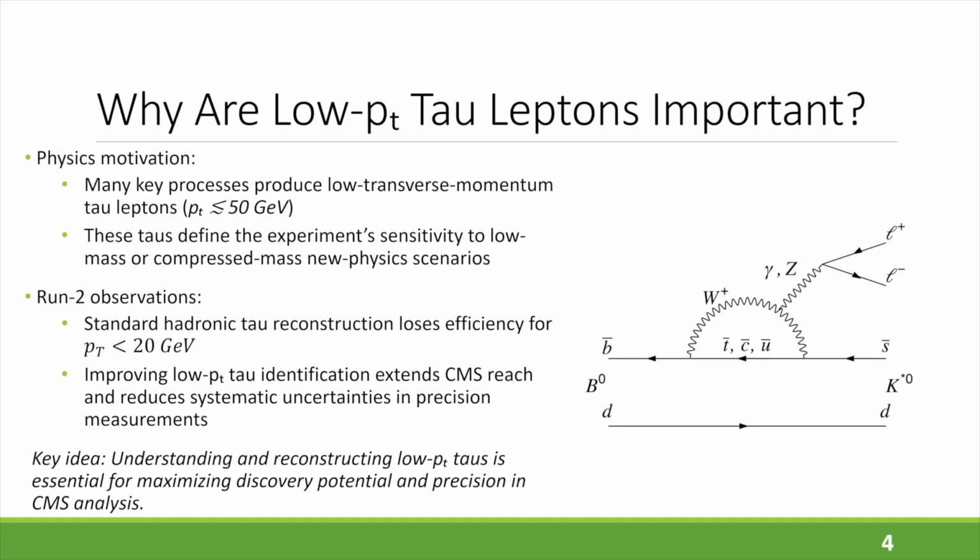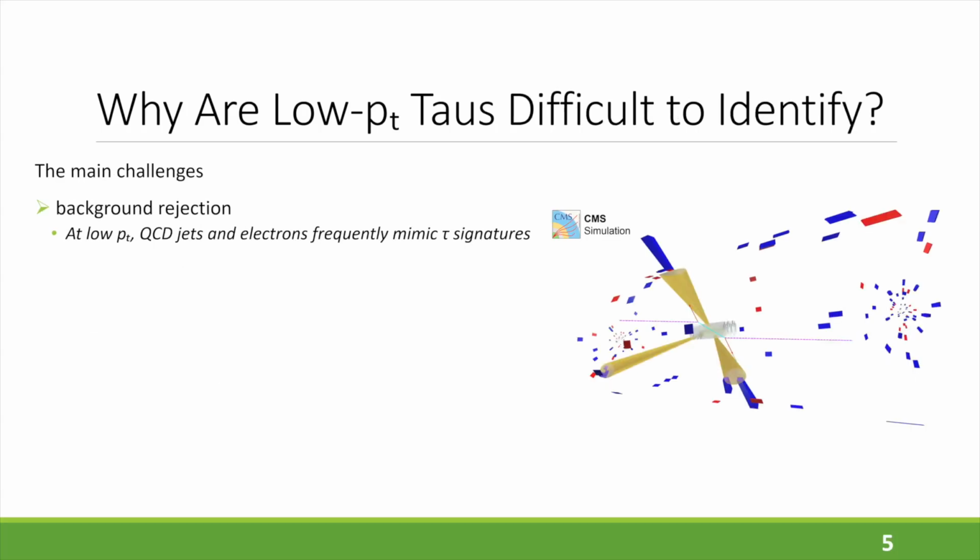The key idea of this study is understanding and reconstructing low-momentum taus, and it will be very helpful in future. Okay, so why is it difficult to identify? First of all, there is background rejection. There are a lot of processes that can mimic tau signatures, which makes it harder to identify them.